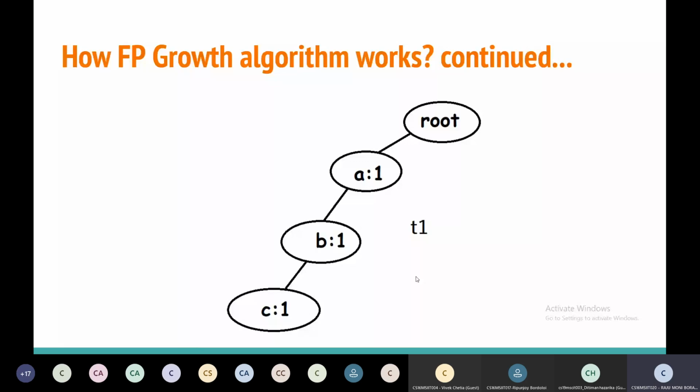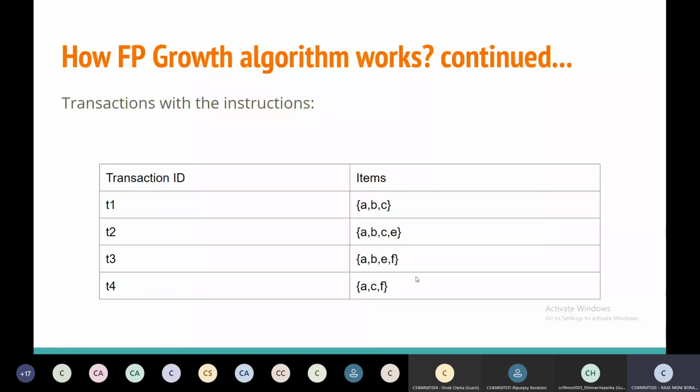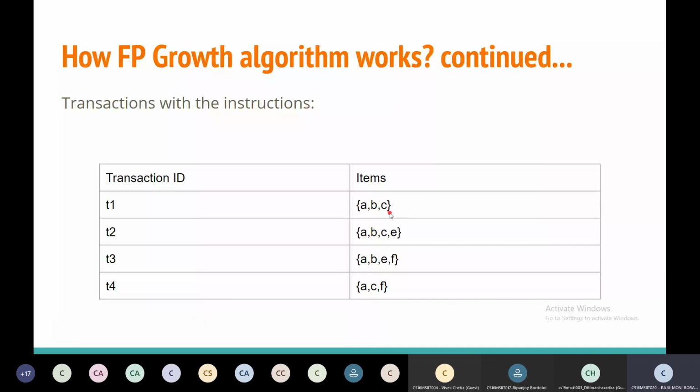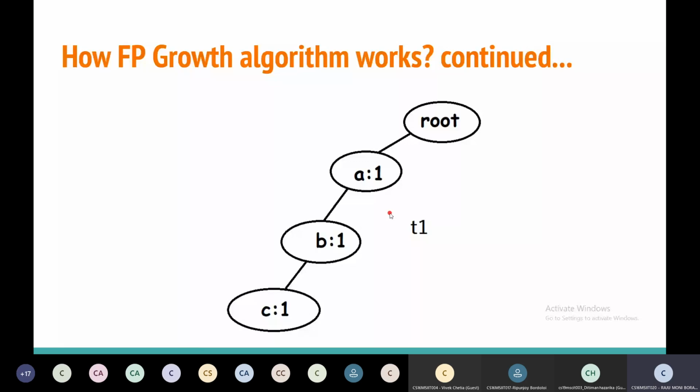First, on the first transaction, I have shown, you can see, in the transaction T1 we have A, B, and C. So in the first transaction, I am putting this as the root we consider. After that, A occurred 1 time, after that B occurred, then followed by C. This is for the first transaction.